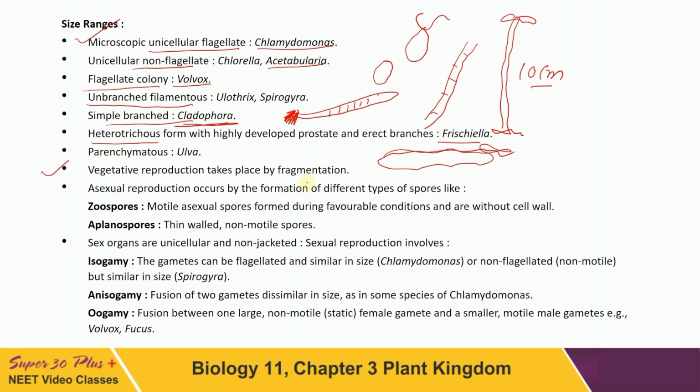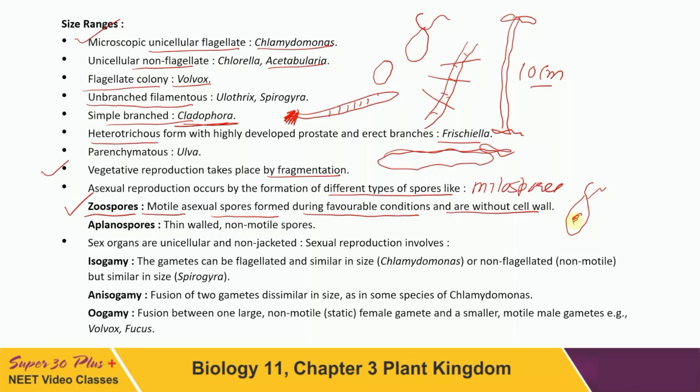Vegetative reproduction in algae is by fragmentation. In the case of filaments, if they are divided into different parts, each part is known as a fragment. Asexual reproduction is by different types of spores formed by mitotic division, therefore known as mitospores. One typical one is the zoospore. These are motile asexual spores formed during favorable conditions, and they are without a cell wall. This is a zoospore. It may have 2 flagella or 4 flagella. It is naked, doesn't have a cell wall, and that is the zoospore.